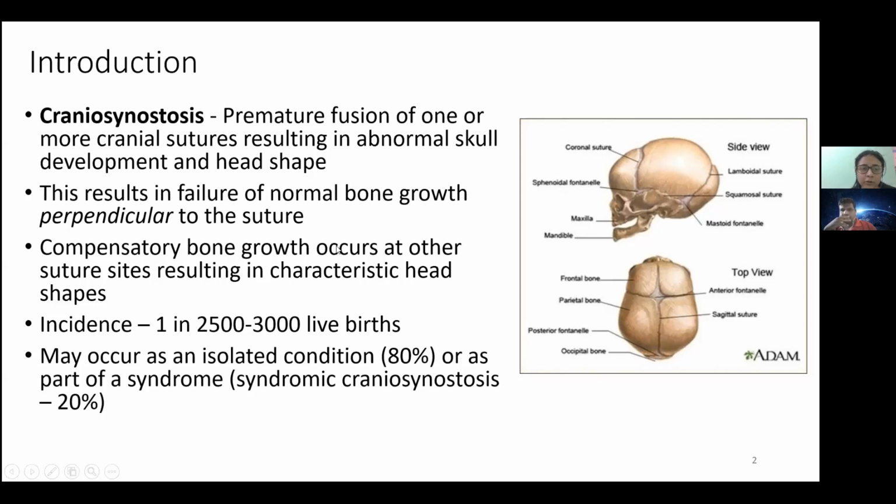So this premature fusion results in failure of normal bone growth perpendicular to the concerned suture. As a result, compensatory bone growth occurs at other suture sites, resulting in characteristic head shapes. The incidence is about 1 in 2,500 to 3,000 live births. It may occur as an isolated condition in 80% of the cases, but it can occur as part of a syndrome, when it is known as syndromic craniosynostosis, in 20% of the cases.